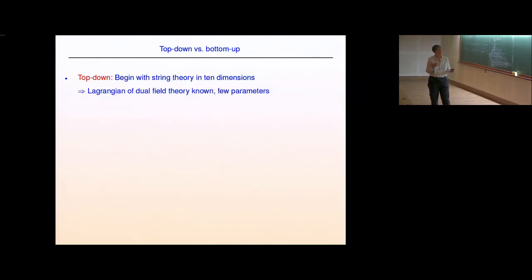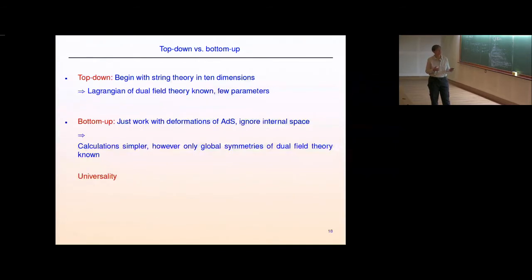Okay, so that's all very nice. However, this is generally quite complicated because string theory is generally complicated. Then the bottom-up approach is a bit different, and there people just say, okay, we just deform the AdS space to get a flow in a conformal field theory. But this 10-dimensional space is too complicated. Let's just ignore it and just calculate in 5 dimensions, okay? Then, of course, things become much simpler. However, then only the global symmetries of the dual field theories are known, and we cannot write down the Lagrangian of the dual field theory anymore.